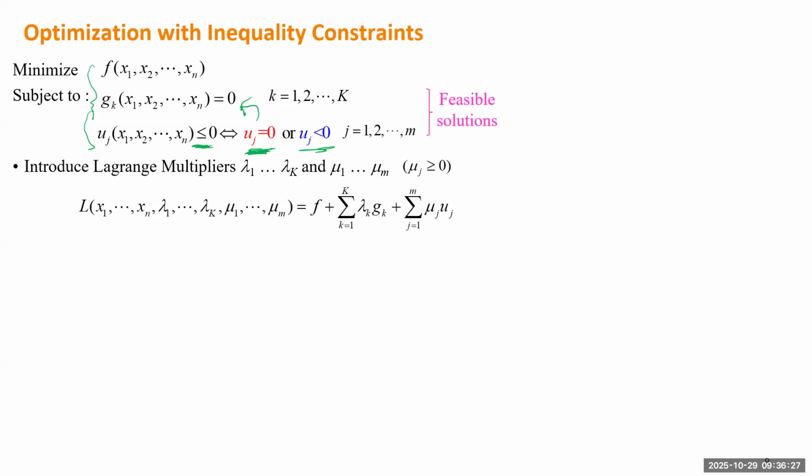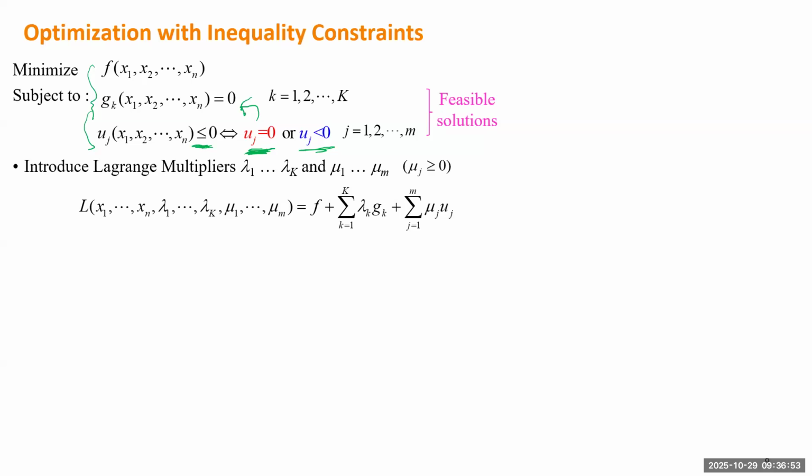All right, so first we introduce Lagrangian multipliers, lambda and mu. Lambdas are only for the equality constraints, the G functions, and the mus are for the inequality constraints, the U functions. Because the lambda and mu represent some penalty, we usually assume the penalty to be positive, or at least not negative.